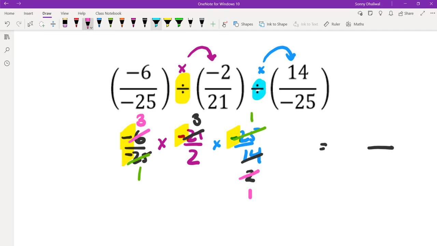So we multiply the tops together. We have 3 times 3 times 1. So 3 times 3 is 9. 9 times 1 doesn't change anything, so it's just a 9. And on the bottom, we have a 1 times 2 is 2 times 1, which doesn't change anything, which is just a 2. So 9 over 2.